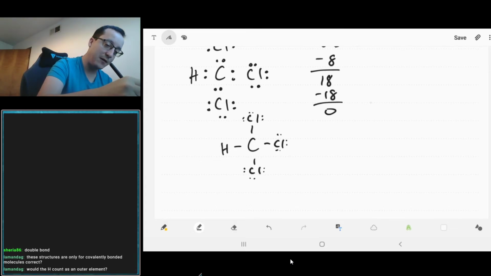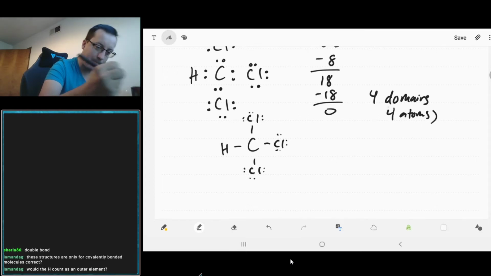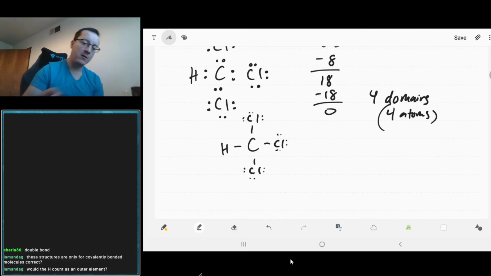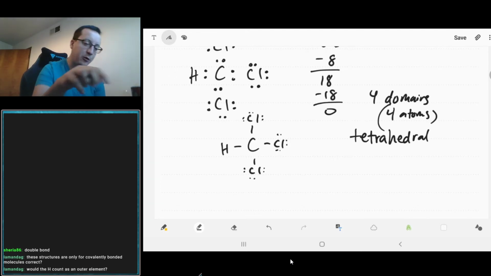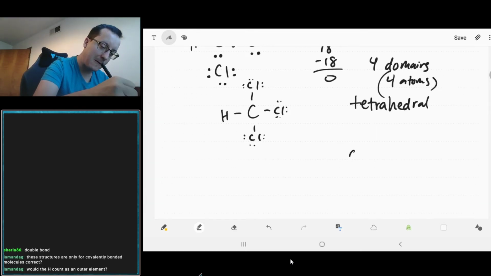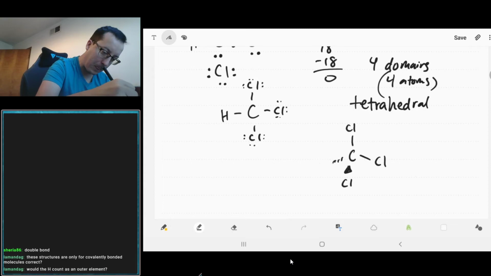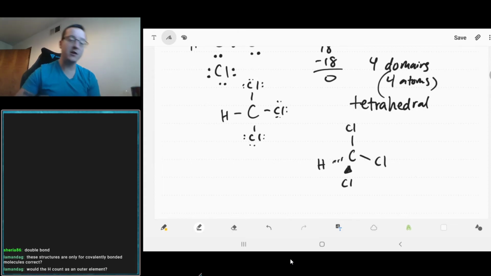Then we look, okay, how many domains does this have? I see we have four domains here, and they're all atoms. And so we're going to see that this should be tetrahedral. And so if we're going to redraw it with the correct geometry, we would do it like this.